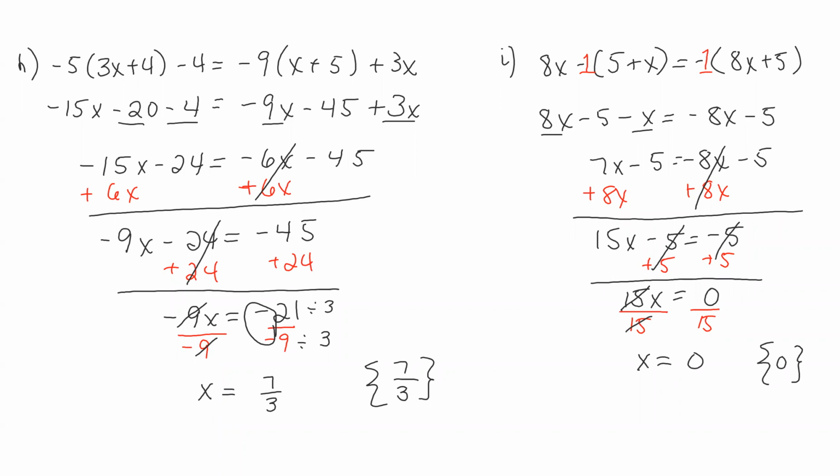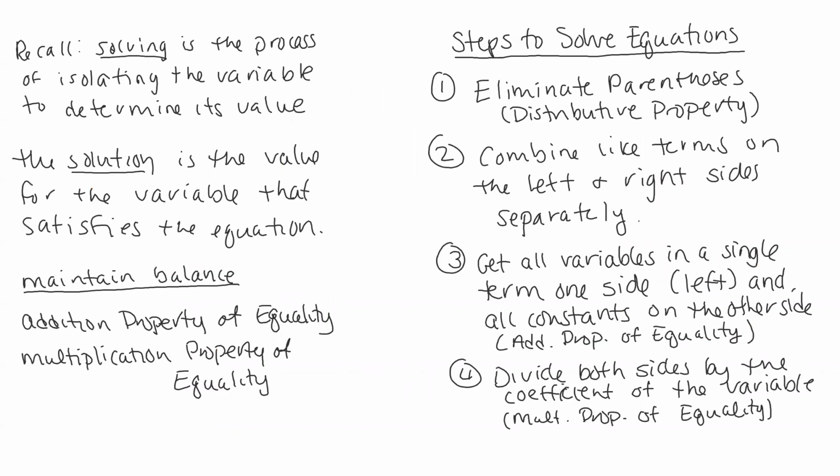And that's it. All right, so let's do a quick recap and then we'll look at a couple of word problems. So to recall, solving is the process of isolating the variable to determine its value. The end result of the solving process is the solution, which is the value for the variable that satisfies the equation. And all we mean by satisfies the equation is we're looking for the value for the variable that when we plug it into the equation, we get a situation where the left equals the right.